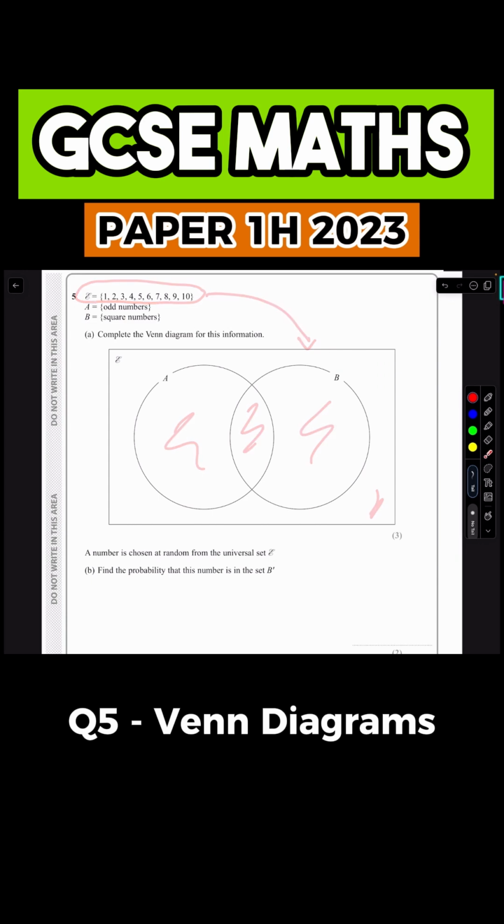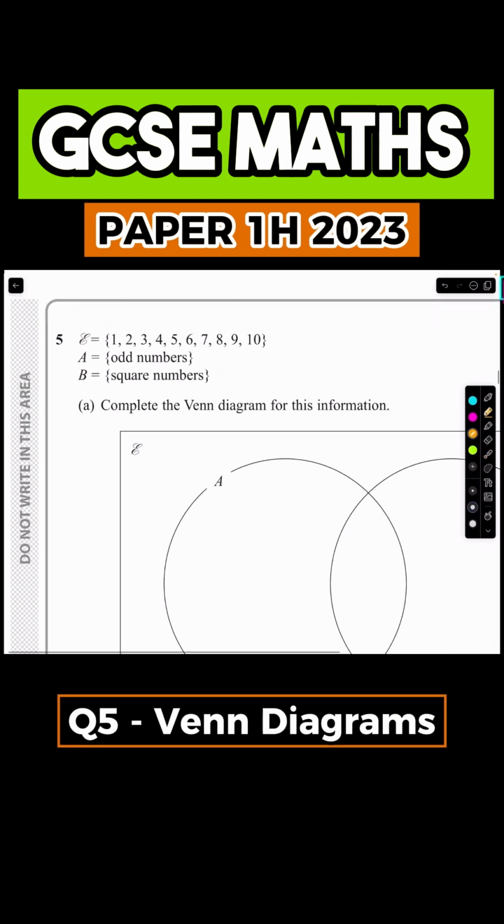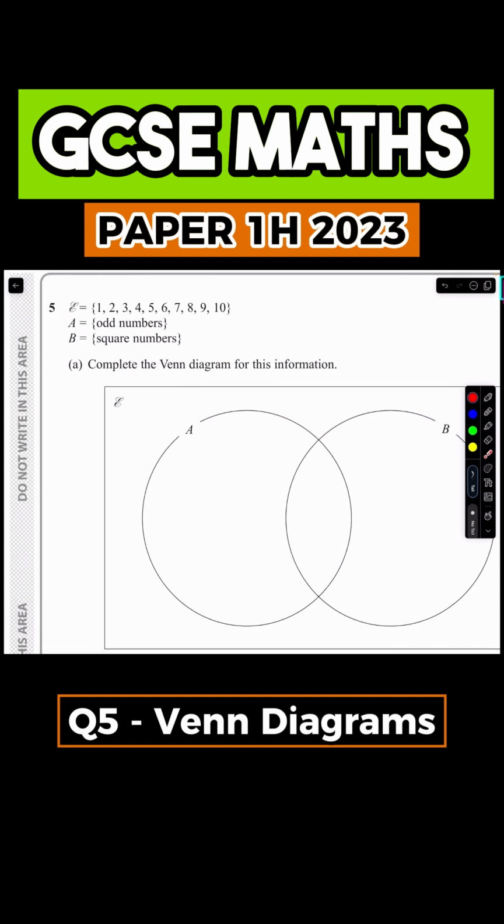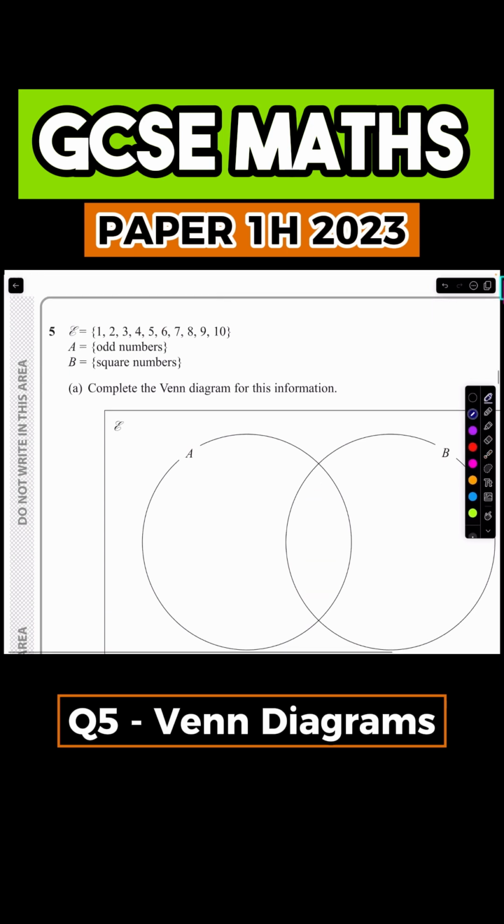Okay, but it's telling us specifically that in circle A must go all the odd numbers. So in this circle must go only odd numbers. B must go all the square numbers. All right, so what we could do first, just to set things up, is go to our data set and highlight the odd numbers and the square numbers and see which ones are doubles, because what do we know? Inside this area will go the ones that are both odd numbers and square numbers.